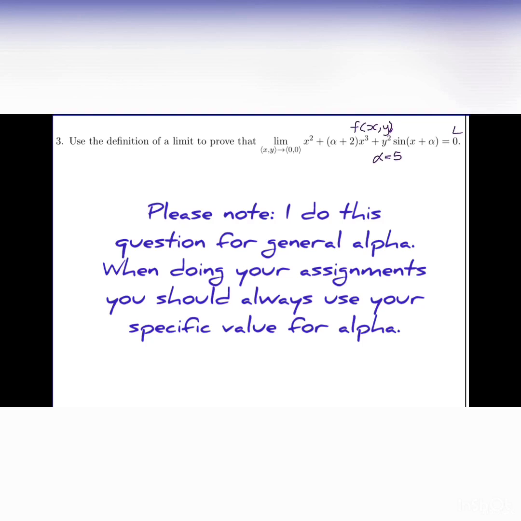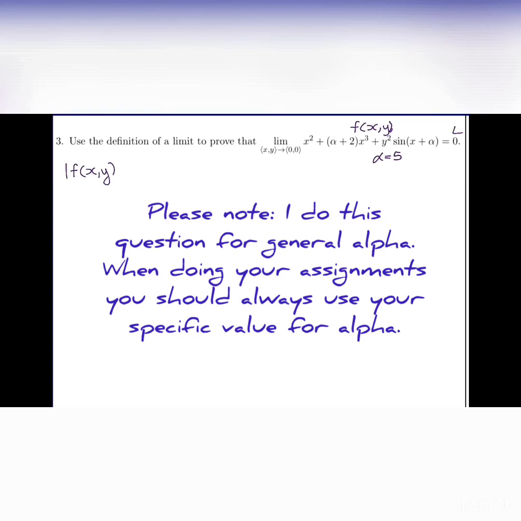For question 3, we are asked to prove that the limit of this expression is equal to 0. Yet again, we have an alpha involved, and alpha depends on your student number. I will just pick alpha equal to 5, but the question will work out similarly for any alpha. I can actually leave alpha as alpha because it makes no difference. And then I'm just stating that this expression over here is my f(x,y). Now, when we're asked to prove a limit by definition, we always start with the absolute value of f(x,y) minus r.